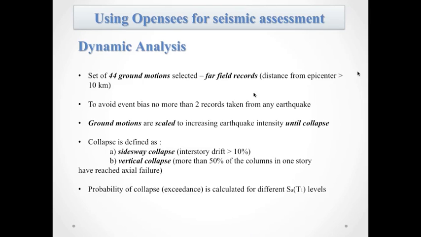The other mode of collapse that we selected was the vertical collapse. This happens practically when the axial spring is failing. The vertical collapse was defined when more than 50% of the column members in one story have started failing in axial failure. The probability of collapse after this was calculated for different spectral acceleration levels. We hope that the engineer would be able to select what spectral acceleration level they would like to consider.